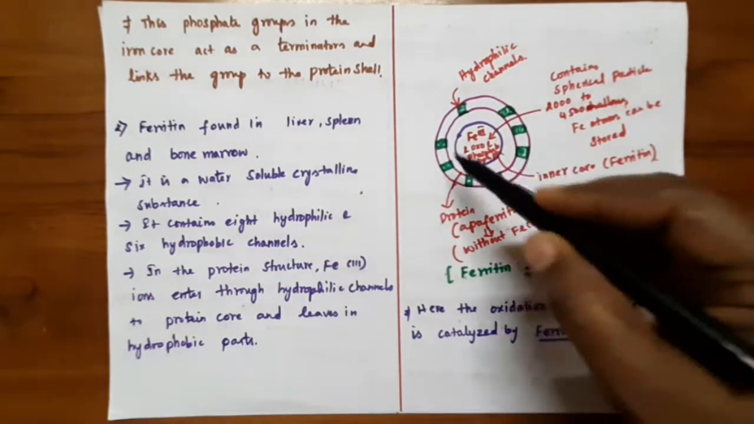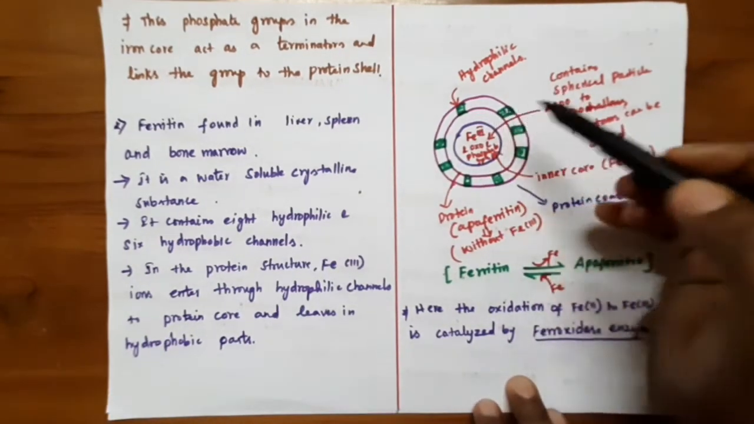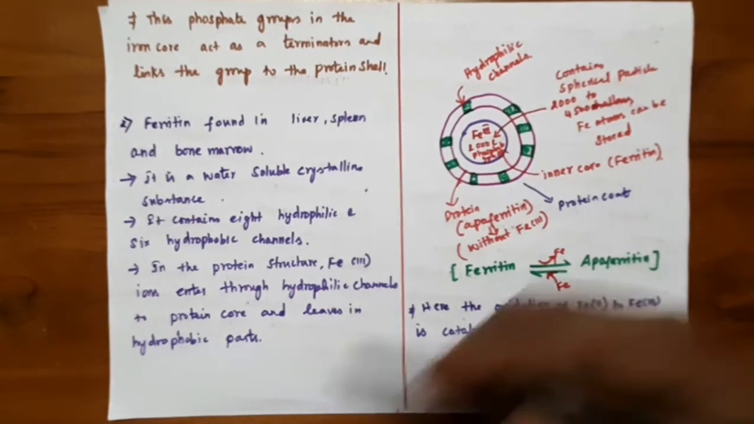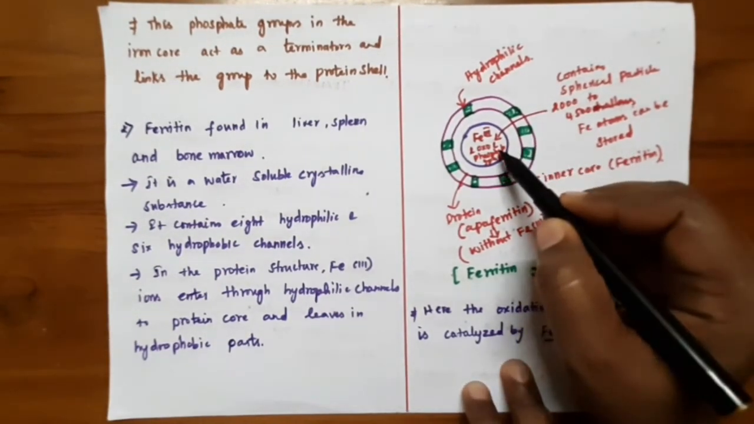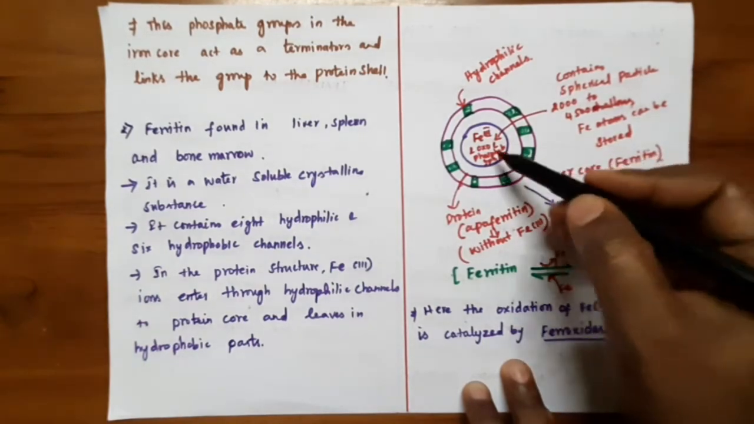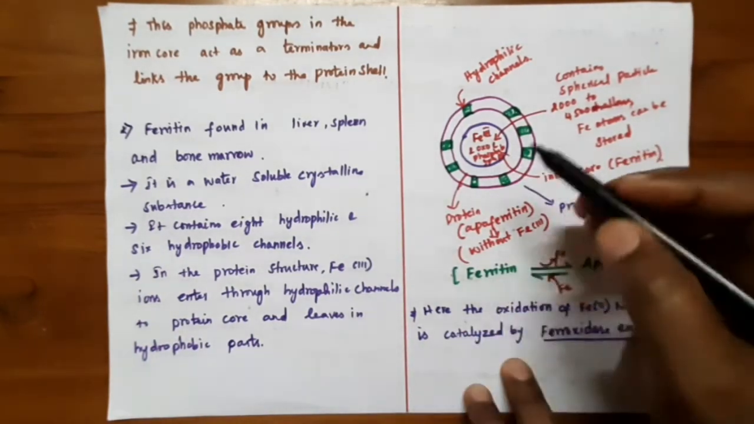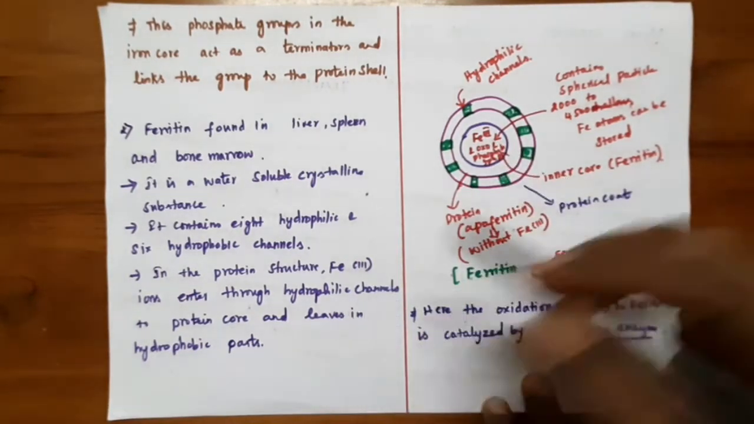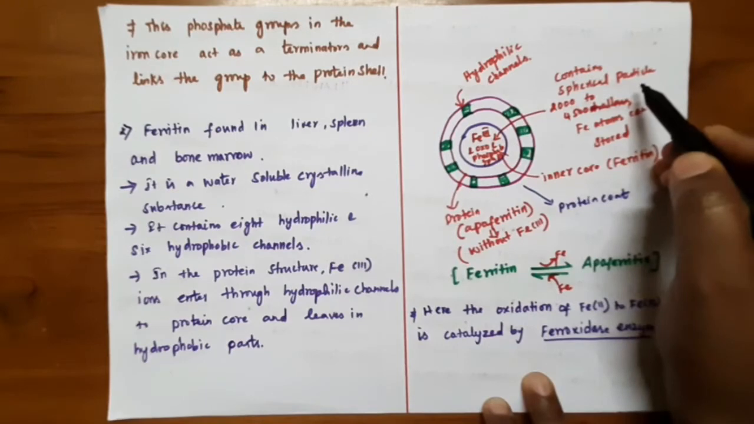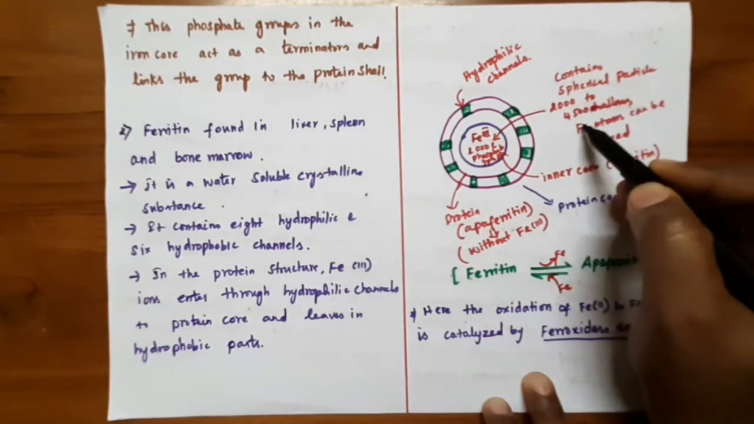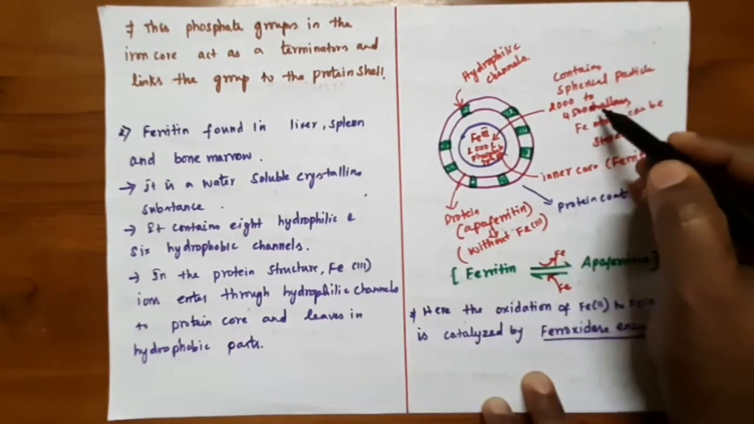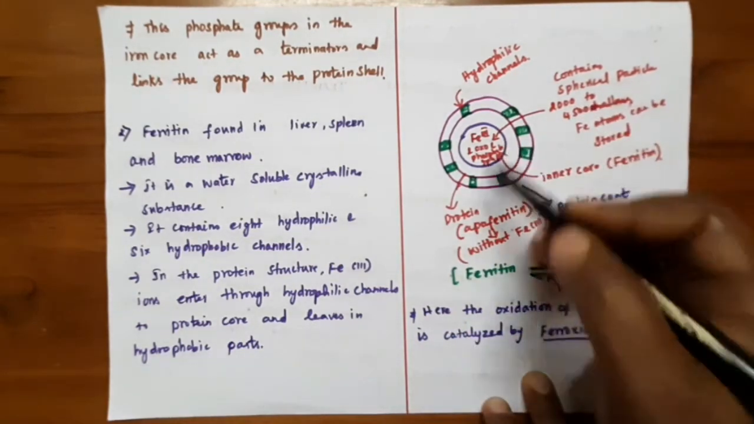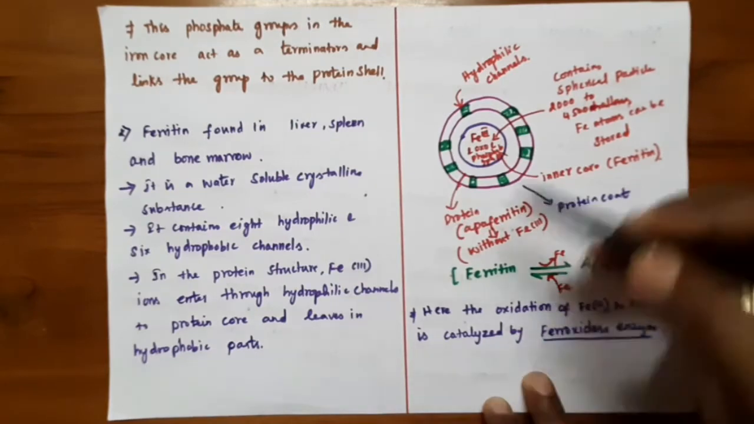On the outer side of the core there are some hydrophilic channels. There are 8 hydrophilic channels and 6 hydrophobic parts. This inner core has nearly 45,000 iron 3+ units, so the inner core can accommodate nearly 45,000 irons. The inner core has a spherical cavity of nearly 2,000 to 4,500. So this sphere can accommodate nearly 45,000 iron atoms to be stored inside the ferritin molecule. So this is called the inner core.